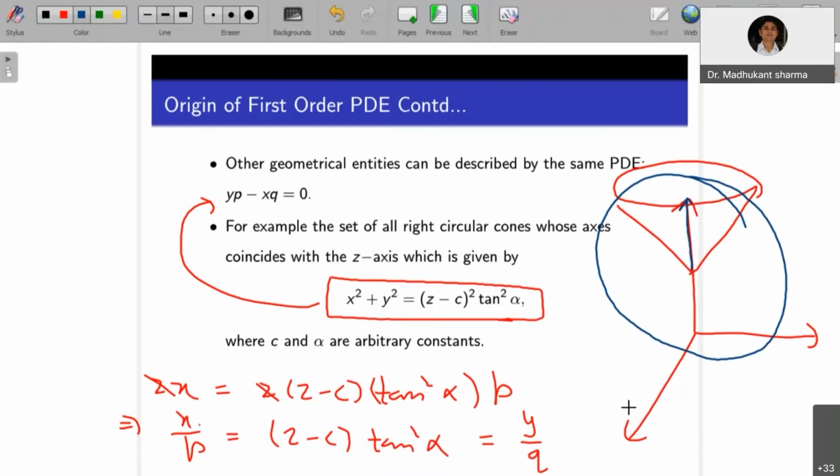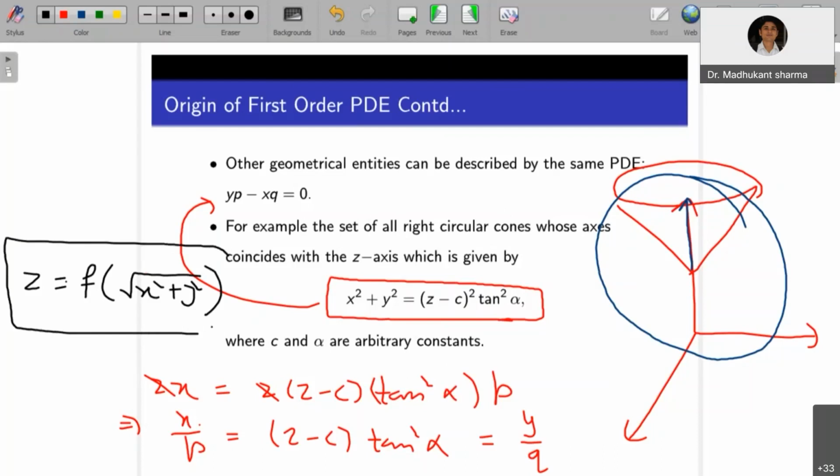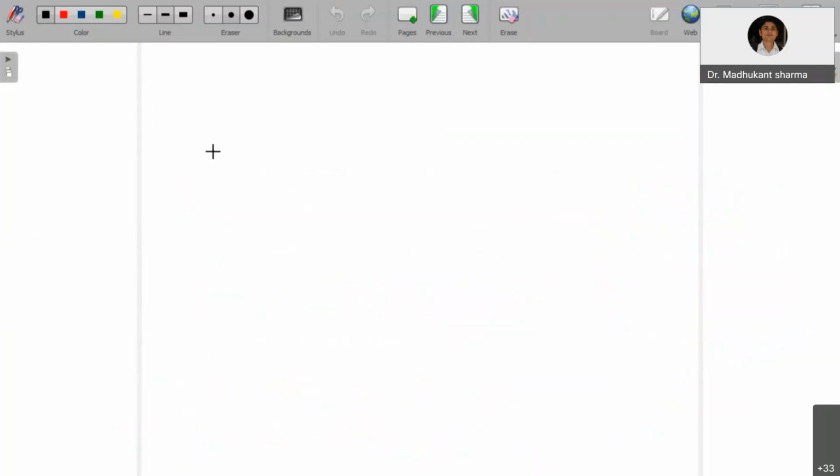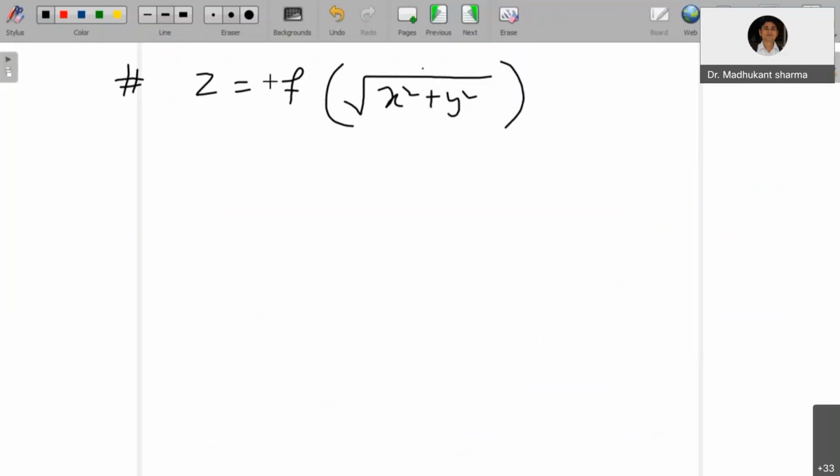Now, if you want to give a general form of this, you can certainly have the family z equals f of square root of x square plus y square. All such types of families fall into this form, where f is an arbitrary function. This family will give you the corresponding PDE, and that you can also verify. So the associated partial differential equation to this family z equals f of square root of x square plus y square, where f is an arbitrary function.